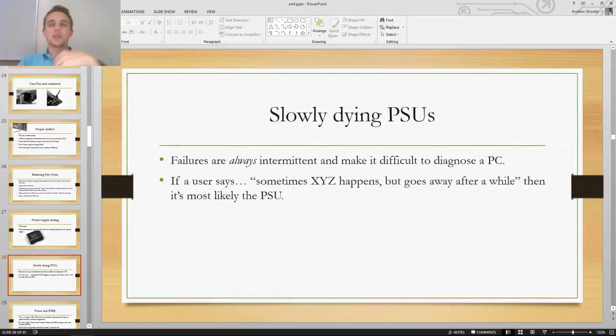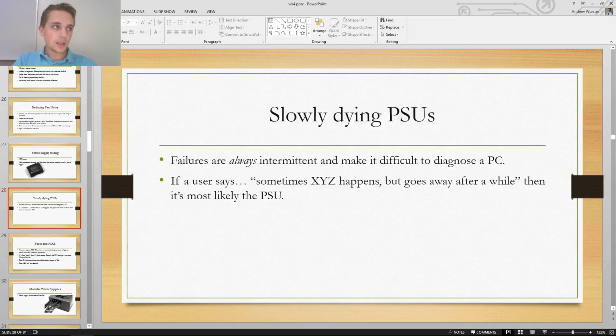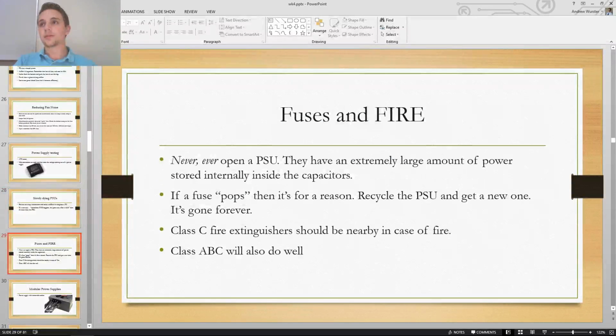Usually the power supply is one of the last things to check when you're diagnosing a PC because it's a pretty unlikely component to just fail randomly. Usually it kind of happens over time. And it's usually one of those issues where people are like, yeah, it's kind of been going on for a while, but I can deal with it. Something like that.